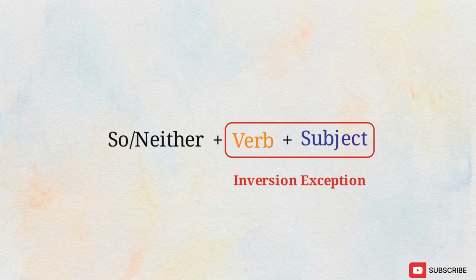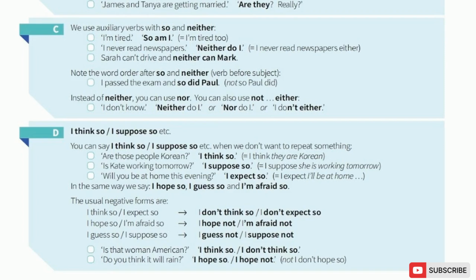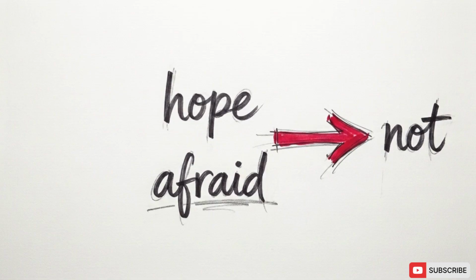Section D of our material covers common responses based on thoughts or hopes, like I think so or I suppose so. These are standard ways to answer without repeating the original question. The pattern changes when these become negative. For thoughts, we negate the beginning, saying I don't think so. But for hopes or fears, the negative moves to the end, resulting in I hope not or I'm afraid not. Because these negative forms are inconsistent, hope and afraid must be treated as specific exceptions to the standard negation rule.